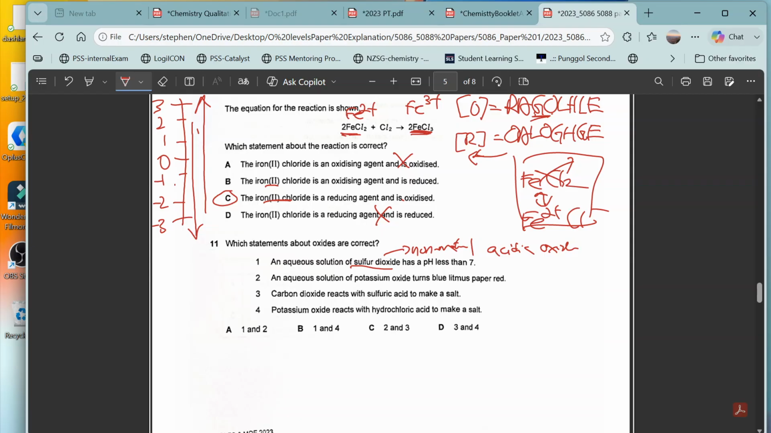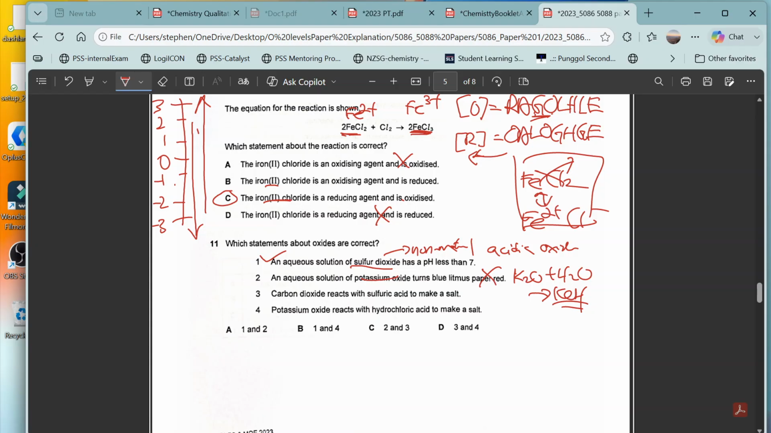Okay, let me see. How about this? An aqueous solution of potassium oxide turns blue litmus paper red. Now, potassium oxide, if you can remember what I said just now, is a metal oxide, right? So if you dissolve it in water, it gives you an alkali, KOH. Alkali does not turn blue to red. Blue remains blue, turns red to blue.